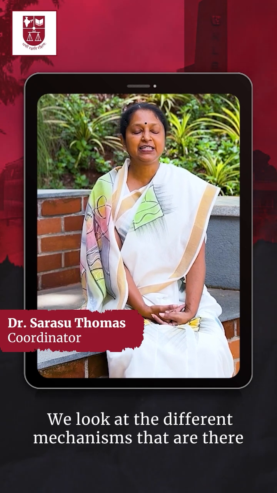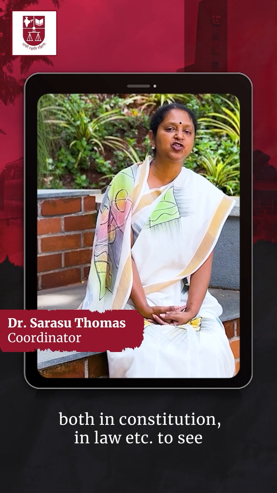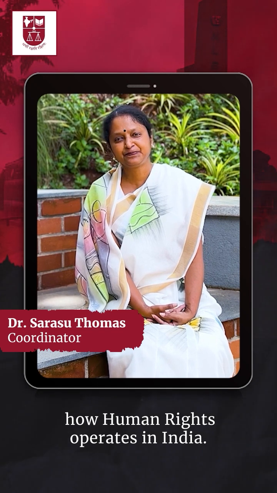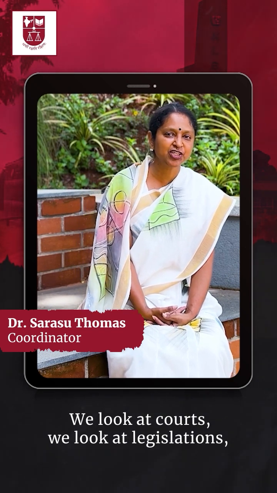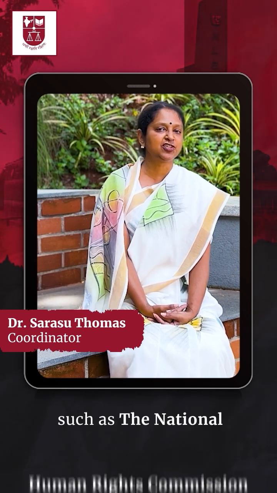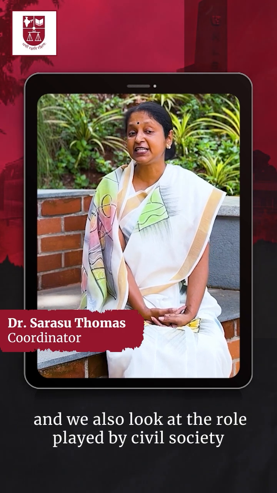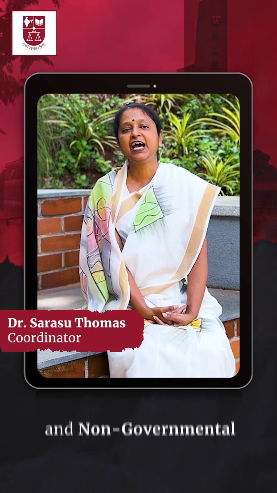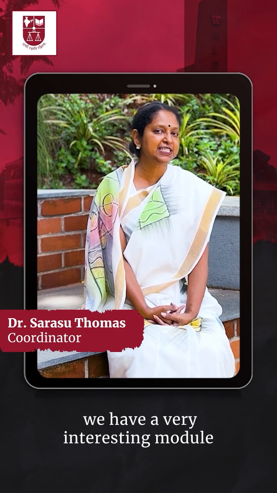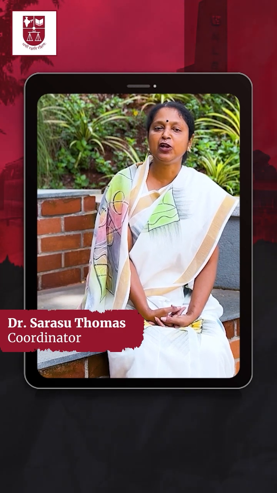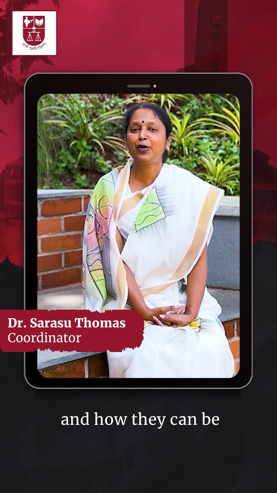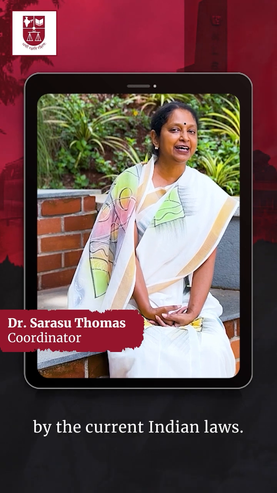We look at the different mechanisms that are there, both in constitution, in law, etc., to see how human rights operates in India. We look at courts, we look at legislations, we look at the roles played by many human rights institutions, such as the National Human Rights Commission, and we also look at the role played by civil society and non-governmental organizations. Lastly, towards the end of the course, we have a very interesting module which is current issues of human rights, looking at the human rights of that time, almost a year from now, and how they can be addressed by the current Indian laws.